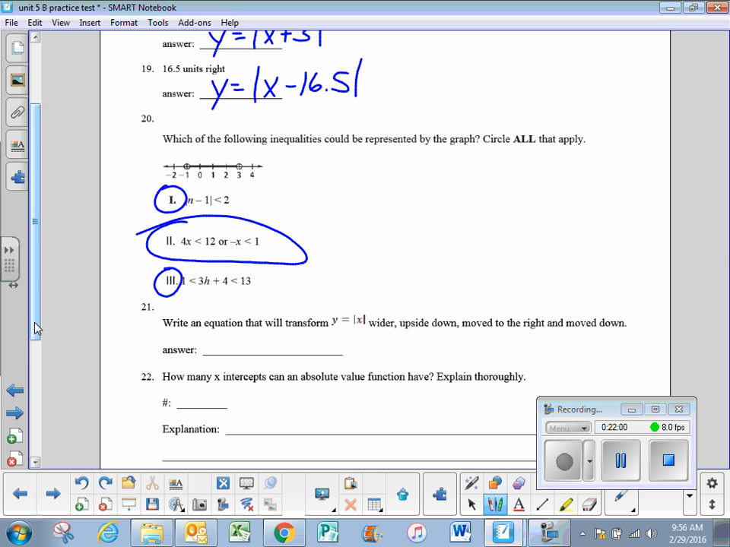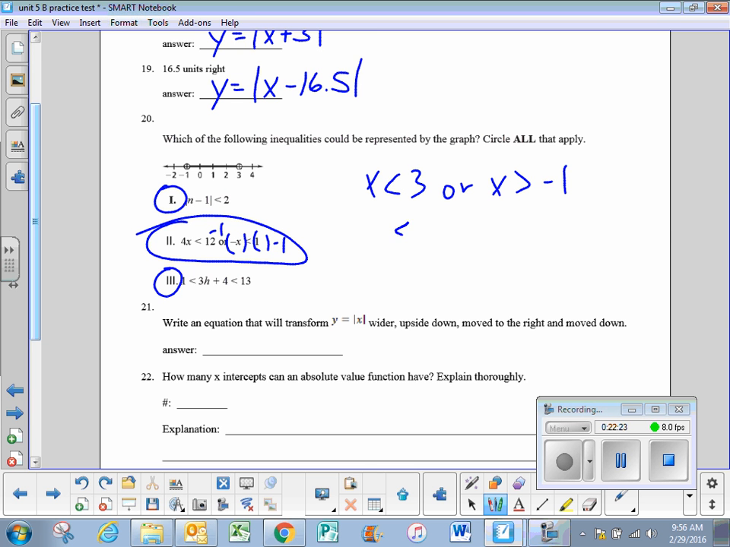Let's see why it doesn't. It is an or. That's exactly why. Okay, so I have x is less than 3, or if I multiply both sides by negative 1, I get x is greater than negative 1.